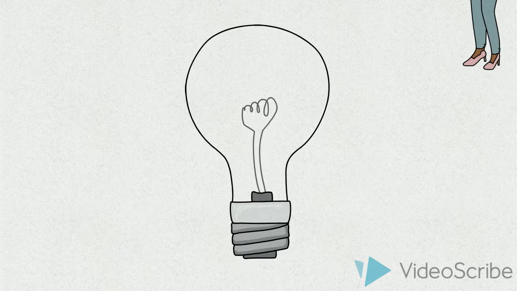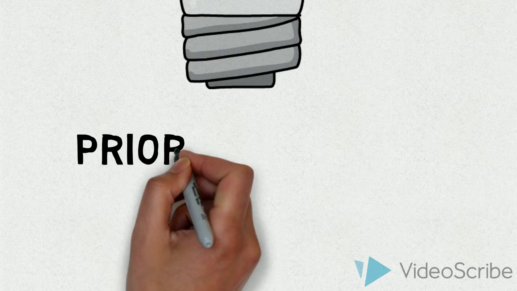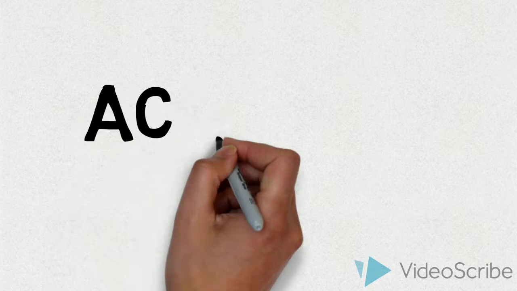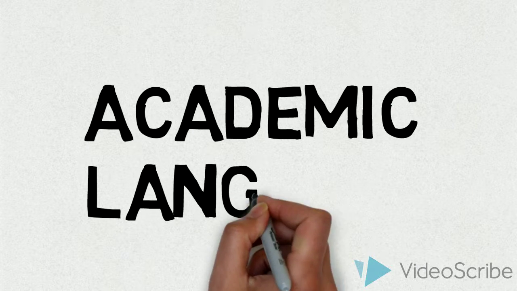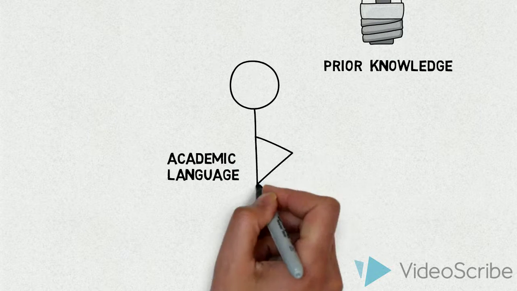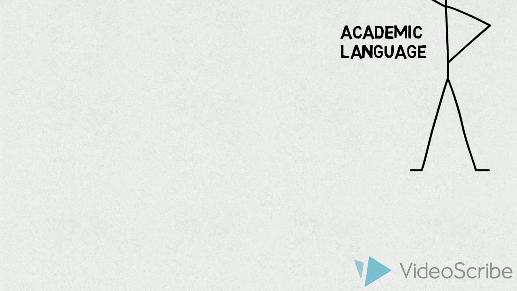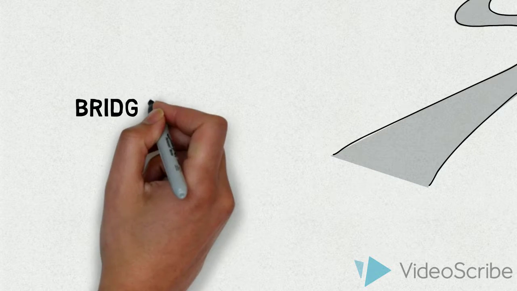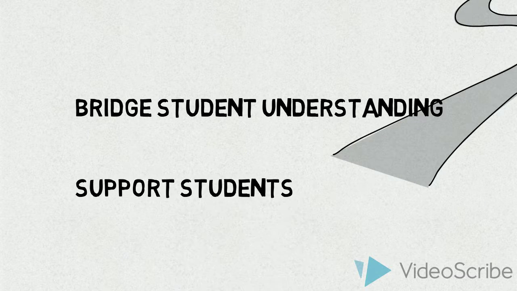Students are expected to come in with prior knowledge, but it is often not possible due to the diverse student backgrounds. Since many facets of language are wrapped up in the notion of academic language, this can be difficult for students and teachers to learn and to teach. Therefore, as teachers, we must be aware of these factors that hinder comprehension. We need to bridge student understanding and support students when they encounter barriers to learning.